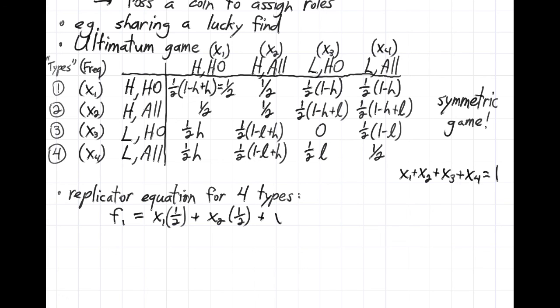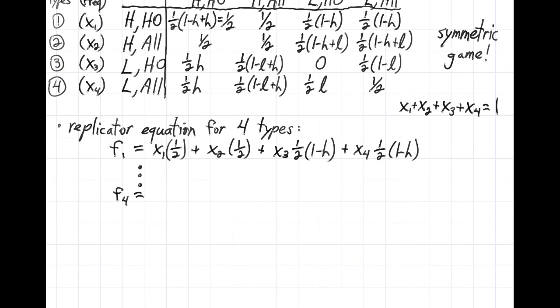x3 is the probability of going up against a type 3, and the fitness would be 1/2, 1 minus h, and x4, 1/2, 1 minus h. Okay? You could do exactly the same thing for all the other fitnesses, and once you have that, then you can calculate the average fitness of the whole population, which is just the fitness of type 1 times the frequency of type 1 plus the rest of them. And that's all we need in order to figure out the replicator equations.